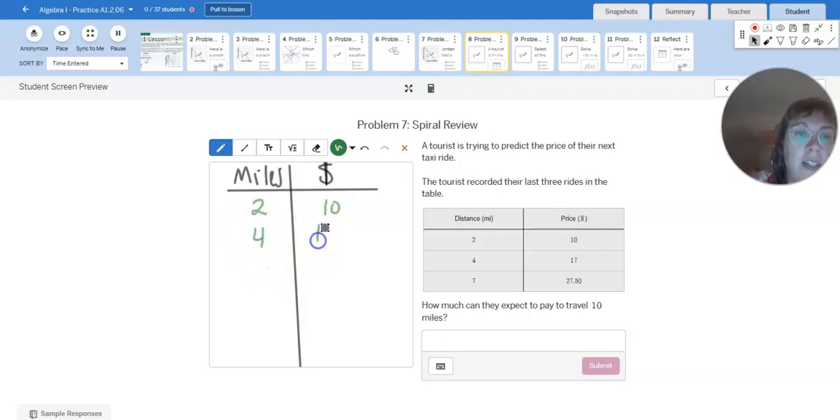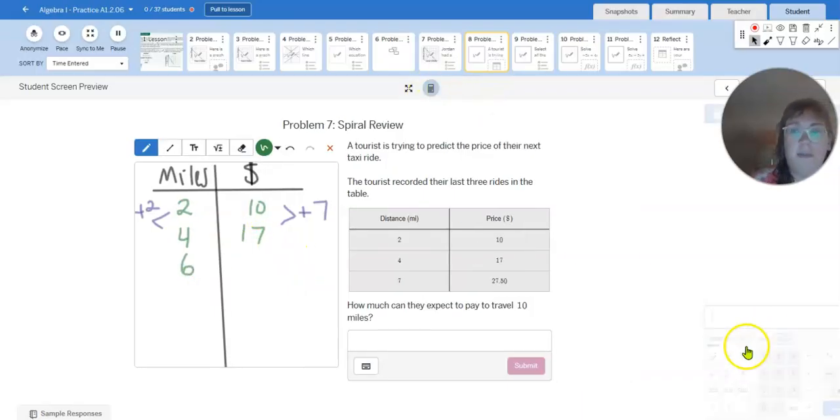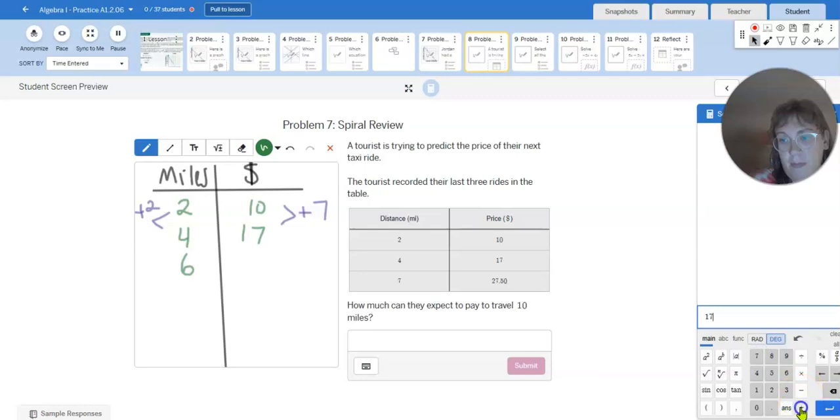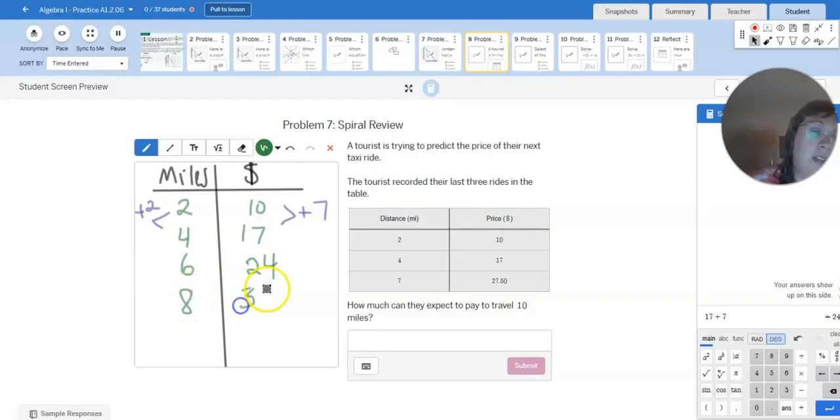4 miles was 17. So we notice this is increasing by $7 for every 2 miles. So if we add another 2 miles to go to 6, 17 plus 7 is 24. And then let's go to 8. 24 plus 7 is 31. And then 10. And 31 plus 7 is 38.